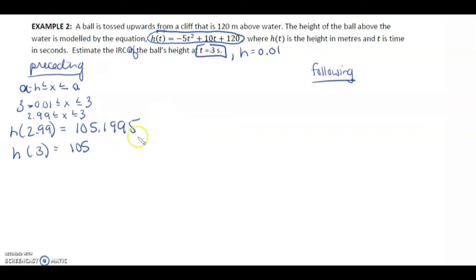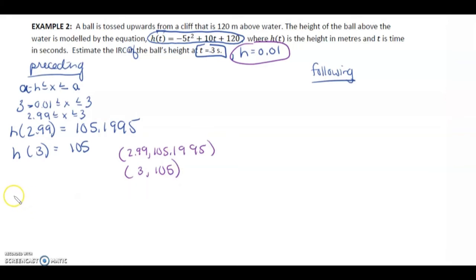So now if you think about the two coordinates that we're using for the average rate of change, because we're finding the average, we're accepting that it is the instantaneous rate of change because h is so small. So the two coordinates are 2.99, 105.1995, and 3, 105.